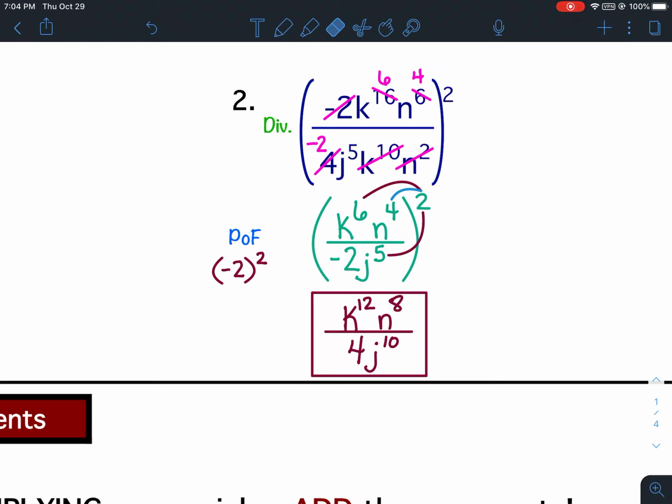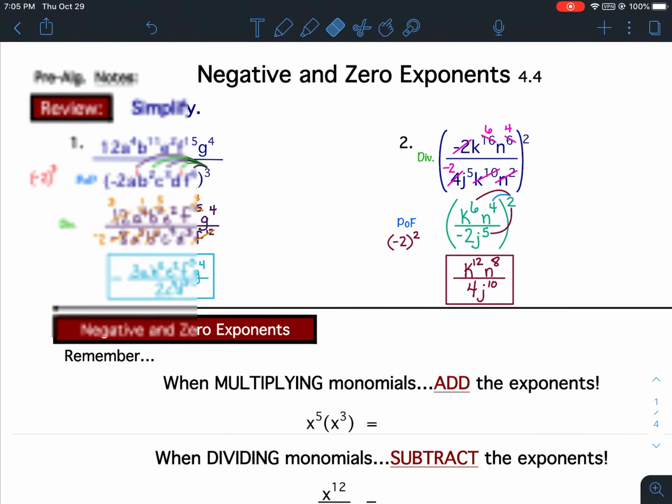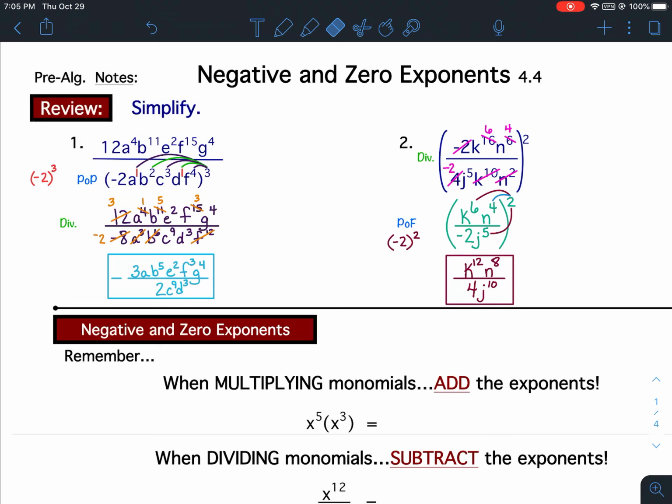I took negative 2 and squared it for the denominator and multiplied each of the exponents to get a final answer of k to the 12th, n to the 8th, all over 4j to the 10th. Again, if you made any mistakes, pause the video and fix your work. If you have any questions on the review, let me know.